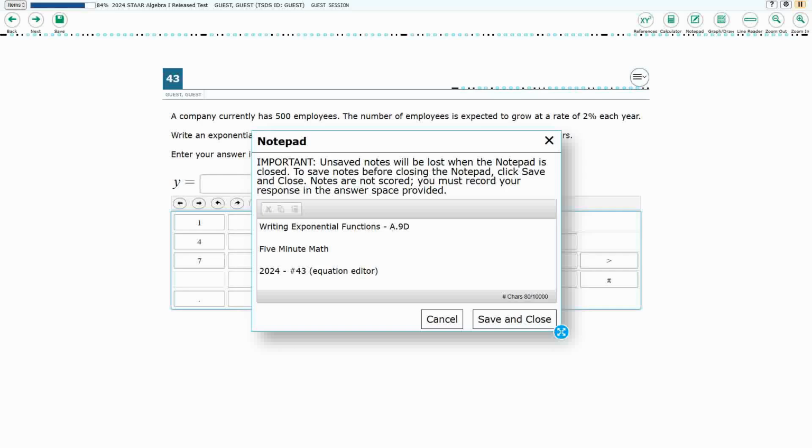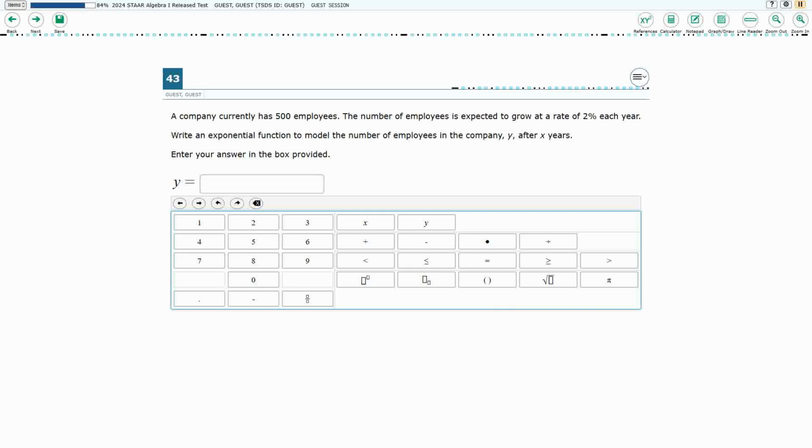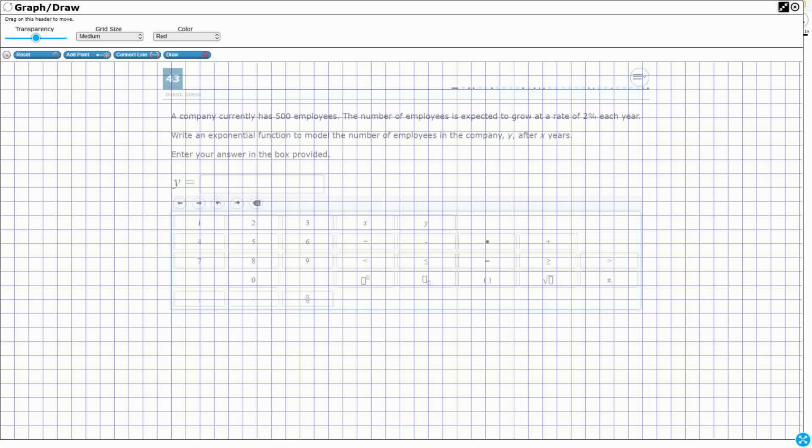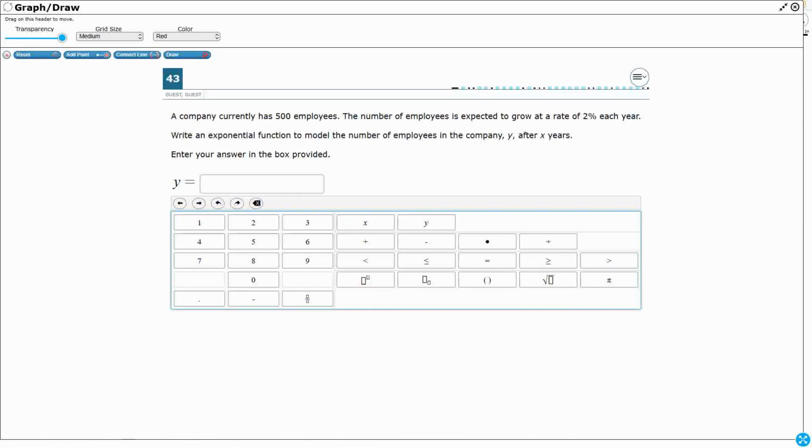Today we are looking at the Algebra 1 concept of writing exponential functions. This is standard A.9D in the great state of Texas, and we are using item number 43 of the 2024 released STAAR test. This is a new item type called Equation Editor, and if you haven't done so already, please go ahead and take a moment to pause the video, work this problem out on your own, unpause it, and we will look at our answers together.